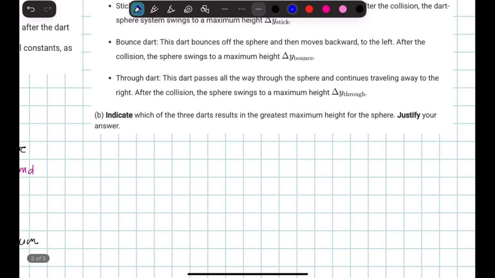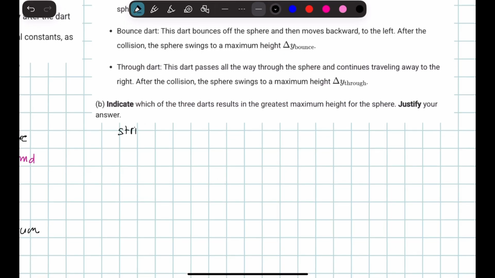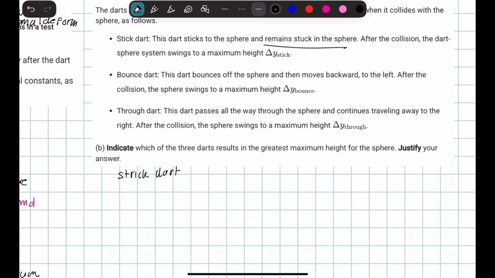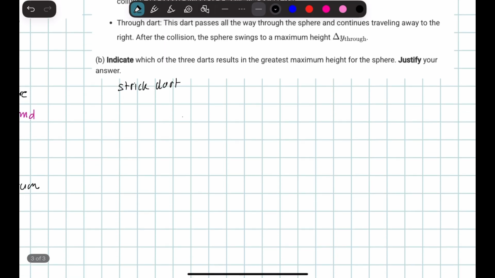So let's analyze each of these. Let's start off with the stick dart. What does it say? The stick dart remains stuck to the sphere, and then it swings to the maximum height. So this means that it is a perfectly inelastic collision, because the dart sticks to the sphere, and then afterwards they move together.